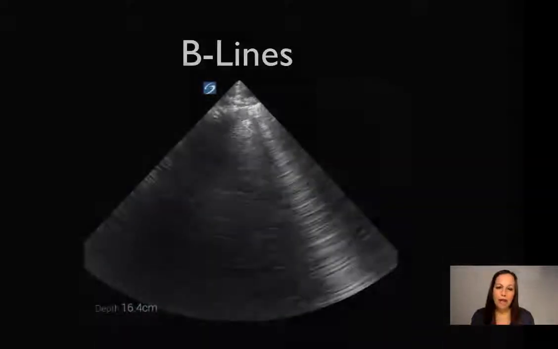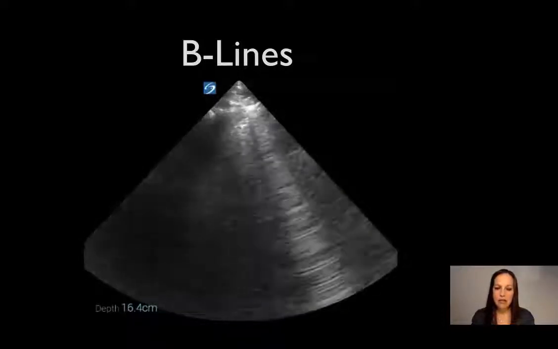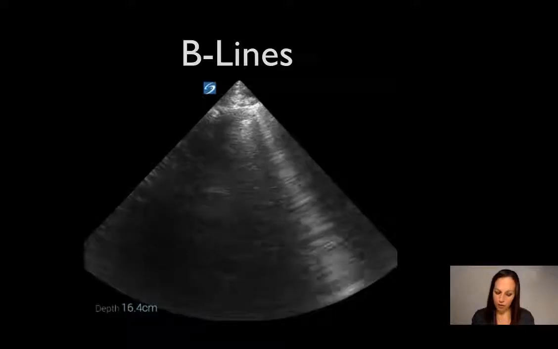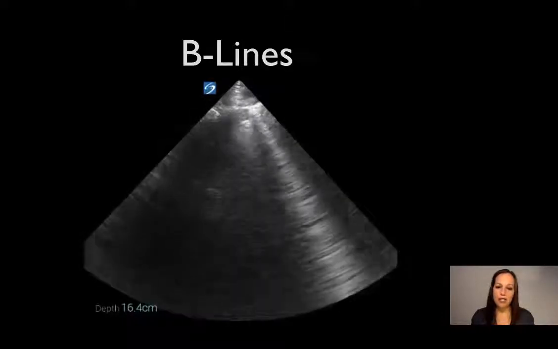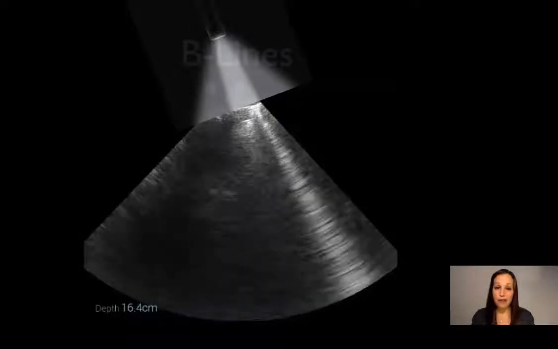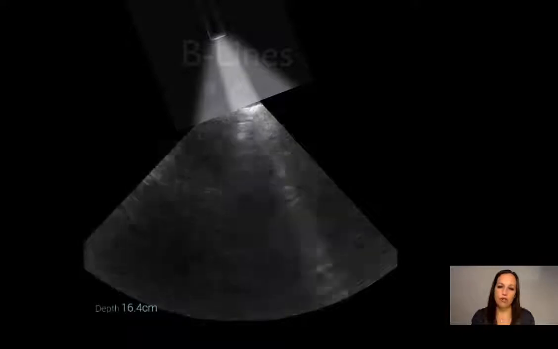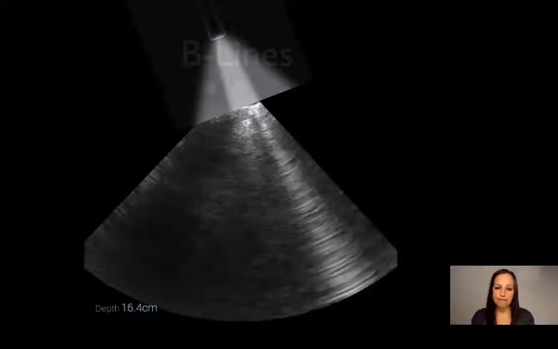Now, I probably have a few B-lines. It's normal to have a couple of B-lines, but having more than 3 B-lines in a particular rib space is abnormal. What you can think of as a B-line, it's like a flashlight. It's shining to the bottom of the screen, and a lot of B-lines are abnormal and represent an interstitial syndrome, which can be seen with heart failure or pulmonary edema.